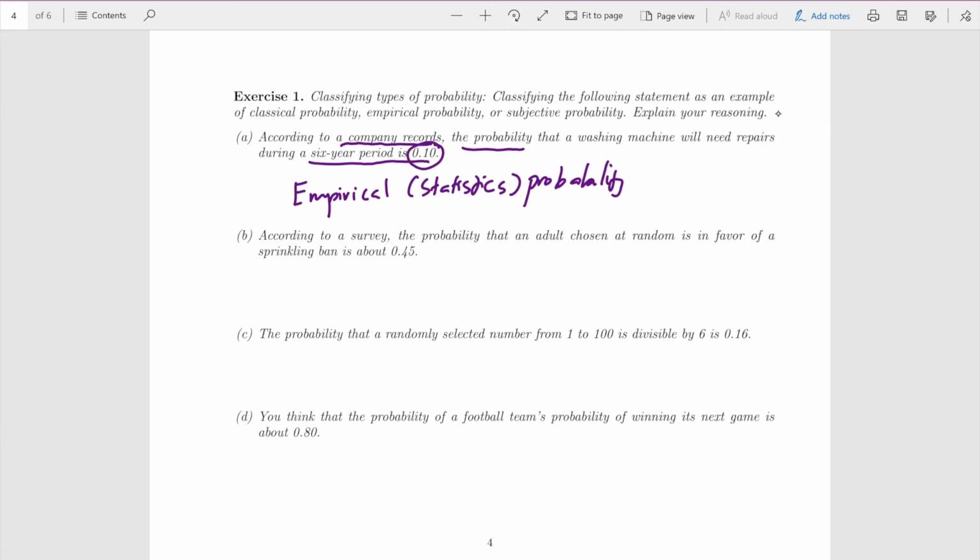According to a survey, the probability that an adult chosen at random is in favor of a sprinkling ban is 0.45. So if you use a survey, then again, it is an example of empirical probability.